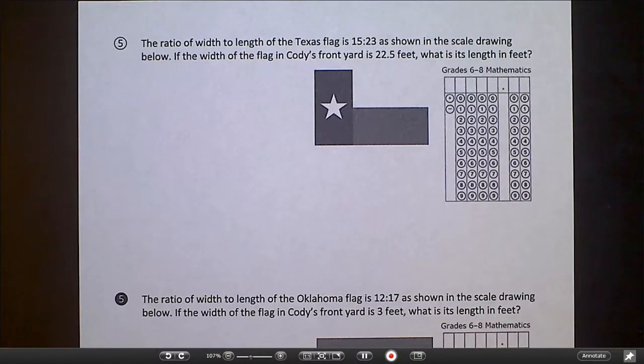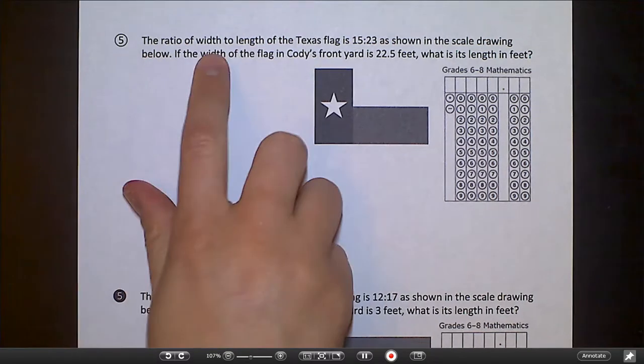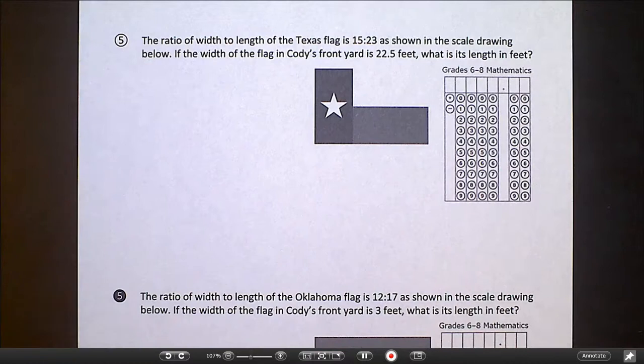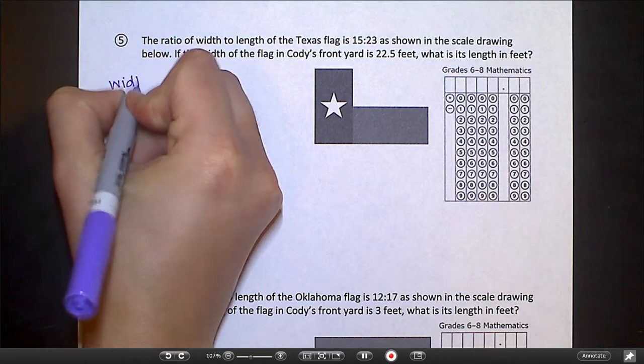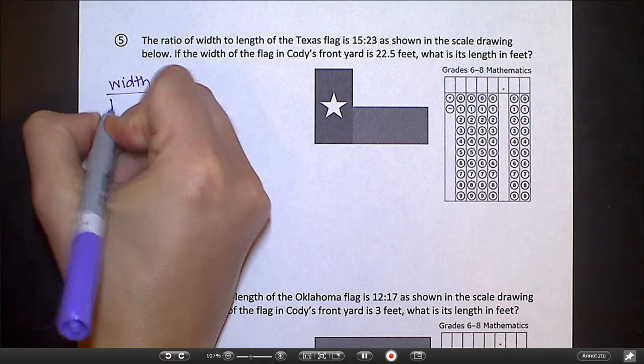Number 5. The ratio of width to length of the Texas flag is 15 to 23, as shown in the scale drawing below. If the width of the flag in Cody's front yard is 22.5 feet, what is its length in feet? So that means that we are comparing width and length. Those are the two things we're comparing in this problem. So that's how I'm going to name my ratio, width over length.